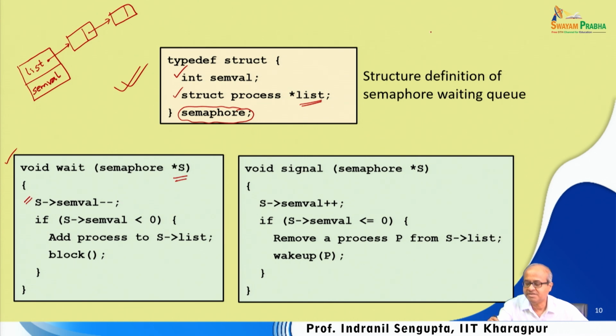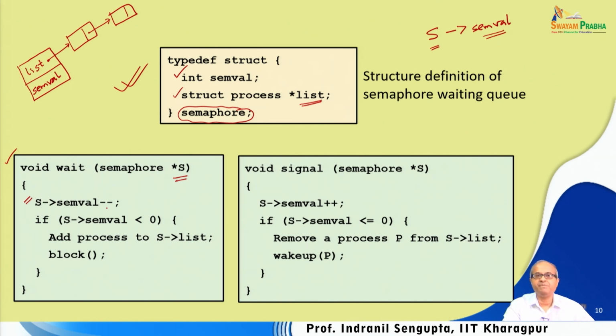Now, you recall this notation s arrow semval, this is a notation that is used in C or C++. This s indicates a pointer, it is pointing to something, and this indicates the name of the variable of the structure where it is pointing to. So, s was pointing to a structure of type semaphore and semval is one component of the structure. So, what is it doing? The minus minus means it is decrementing semval by 1.